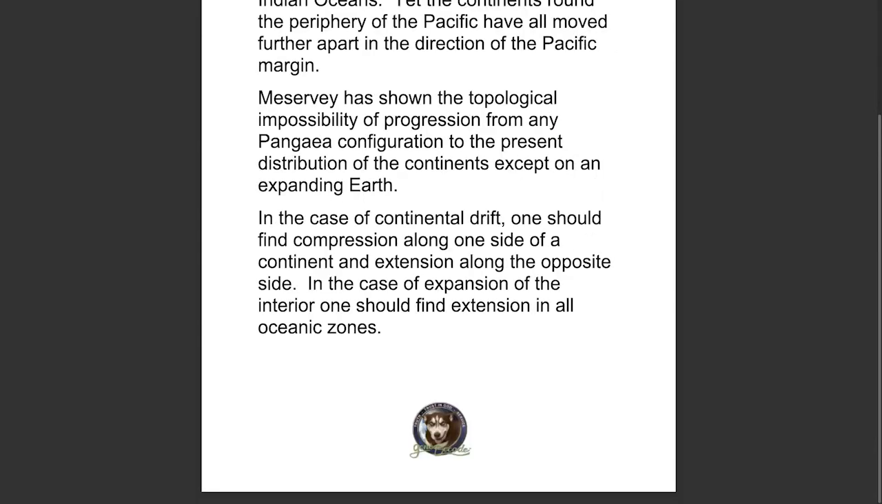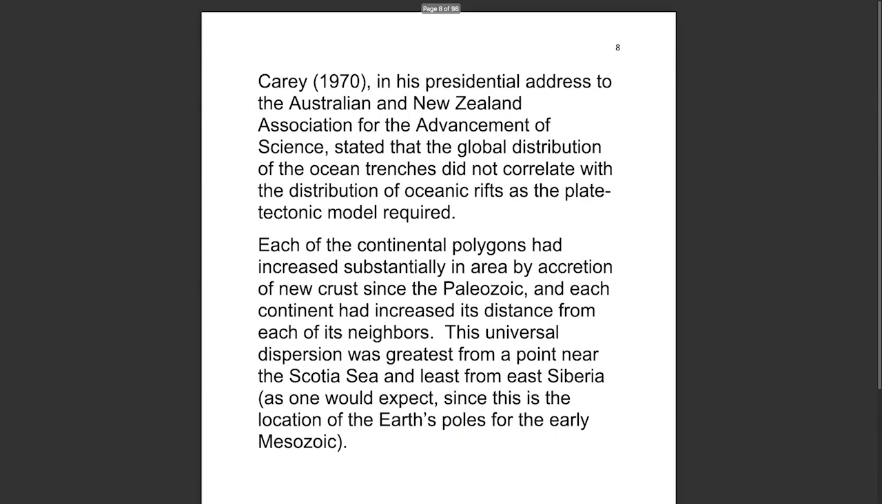Now, I understand this is very deep. So you're going to have to do research if you really want to understand this. I would suggest reading Carey's paper. It's available online. I have the links in the document.